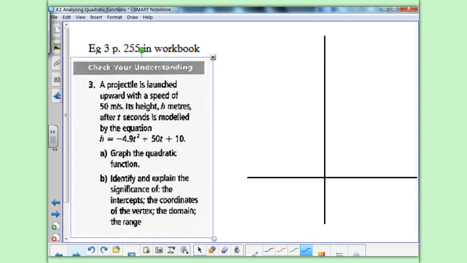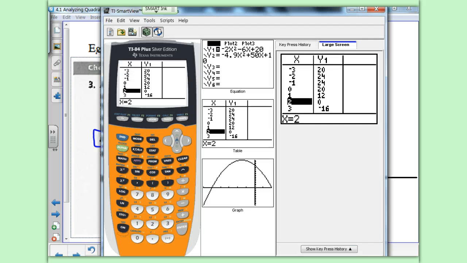The last thing that we would like to do is a bit of a practical question. So again, I'd like you to go back to your calculator, and now you actually have a practical equation. If you look at this question, it's actually from your workbook on page 255, but you don't have to go there, it's right here in your notes. Let's get our graphing calculator again. That's going to be a tool we use.